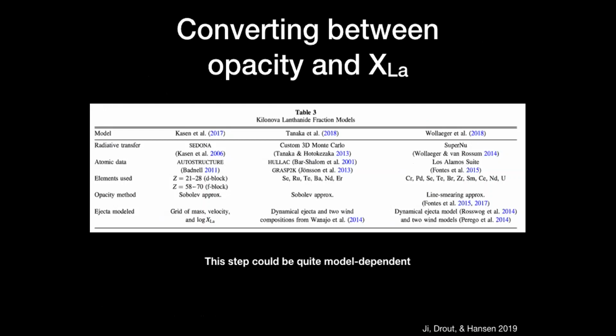Different people use different sets of elements because computing atomic data is hard. Actually combining all of those individual atomic lines into a total opacity, there are different ways that you could do that. And then finally, the type of ejecta that you model, like the exact geometry of the ejecta, can make a big difference on the results as well. And so the point of this is basically that this particular step is quite model dependent, and I think that a lot of interesting work is going to happen in this direction.